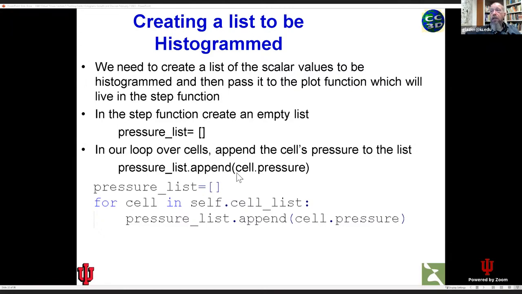And then we're going to loop over our cells, and we're going to append the cell's pressure to the list. To remind you, if you're doing Python, you use the append function. So here we called the list pressure list, pressure list dot append, and cell dot pressure. And probably I should have a minus sign in front of it because of the pressure being defined as negative. So in the step function, I'll do pressure list equals empty list, for cell in self dot cell list: pressure list append cell dot pressure. And so now I've created a list that contains the pressure in all the cells. If I only have one cell, there'll only be one element in the list.